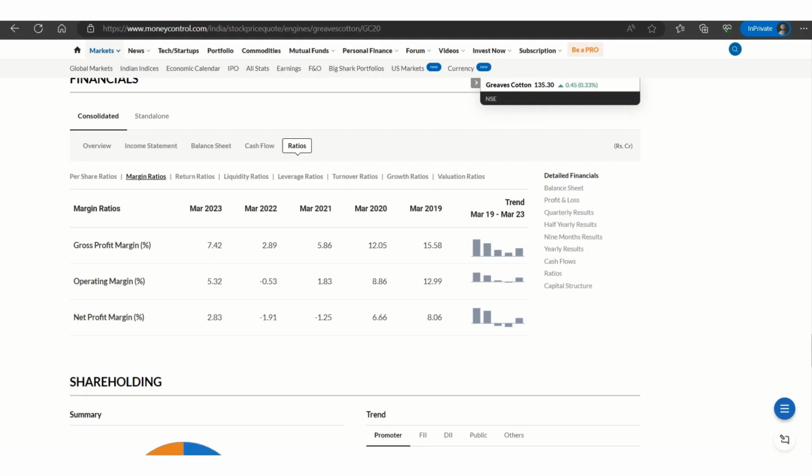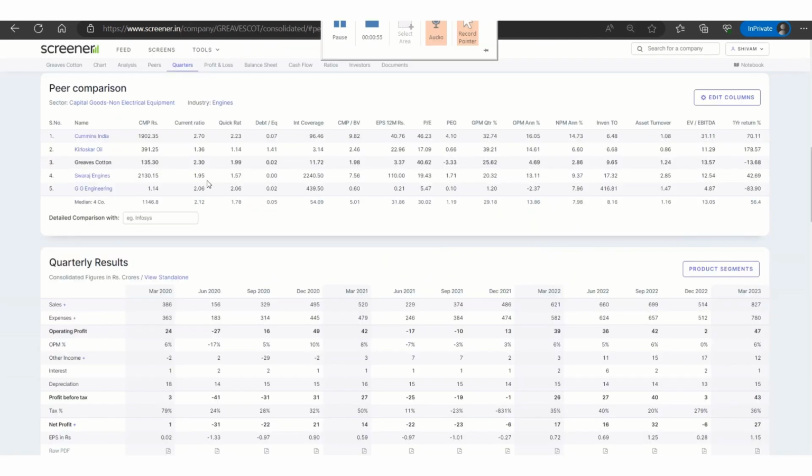Okay, so let's go to screener.in, and I've labeled it here. So your gross profit margin, this is for the quarter. And as notified before, screener.in doesn't have this for the year.